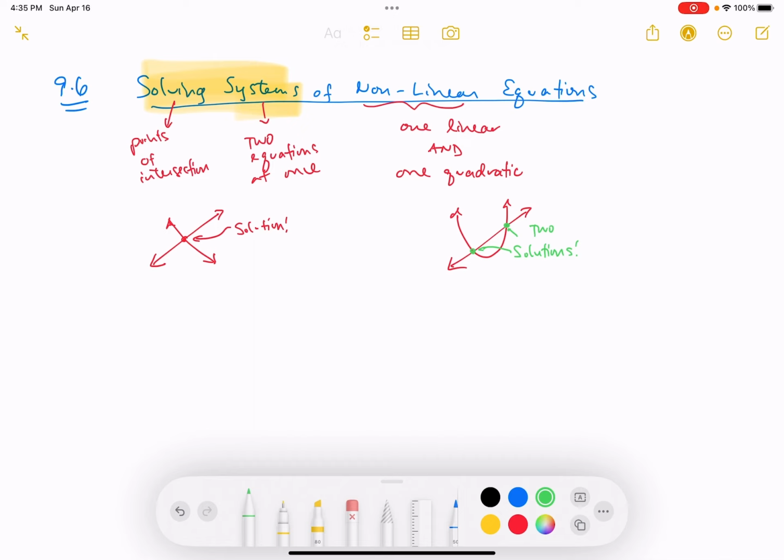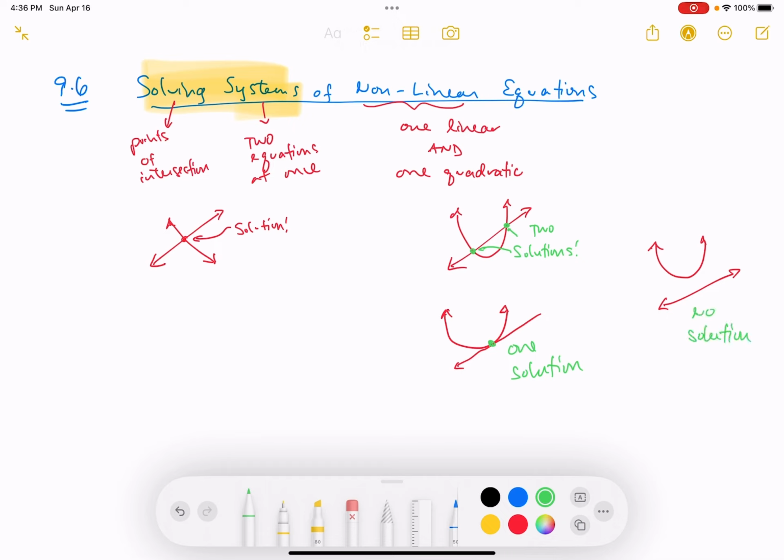Now, it's possible to have a system of quadratic and linear that has one solution. It's a parabola and a line that would look something like that. Here's one solution. Or it's possible to have a parabola and a line that don't cross at all. So you could have no solutions.